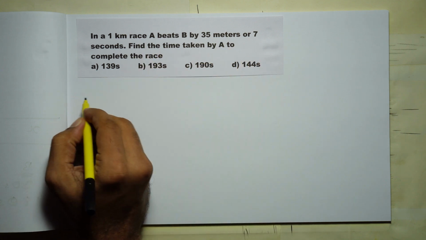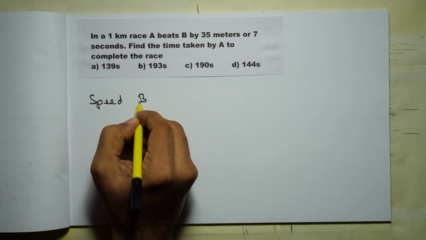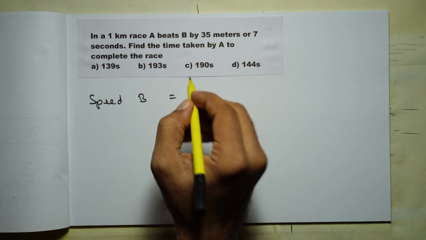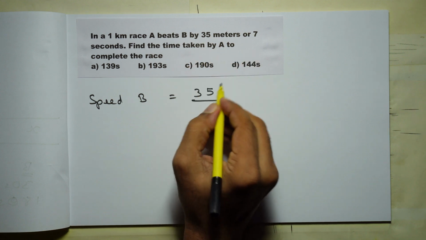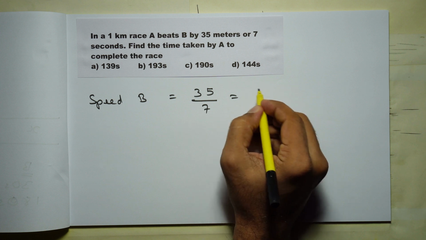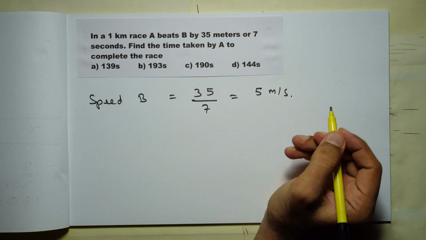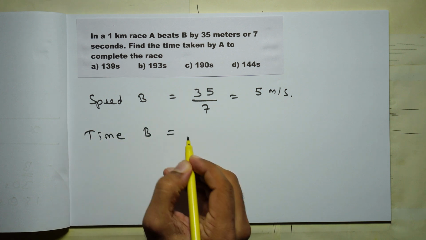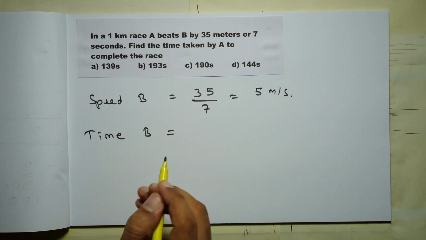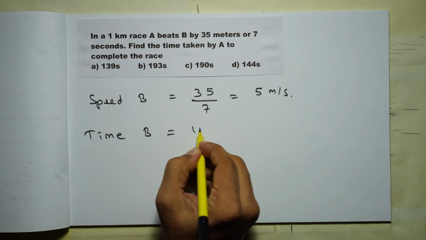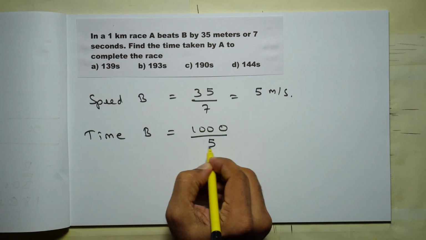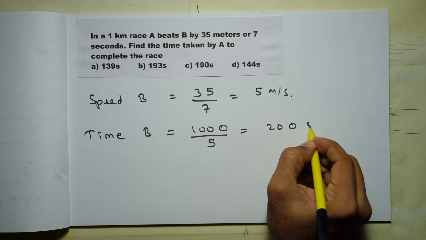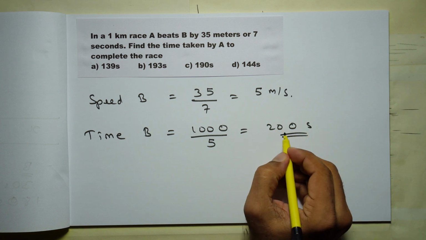So we'll just calculate the speed of B. Now speed of B is in 7 seconds he will do 35 meters. So distance is 35 by time is 7. So his speed will be 5 meters per second. Next, let us calculate the time required by B to complete the whole race. The whole race is 1 kilometer, that is distance is 1000 meters by speed is 5. Distance by speed gives you time. So B will require 200 seconds. That is the time required by B.